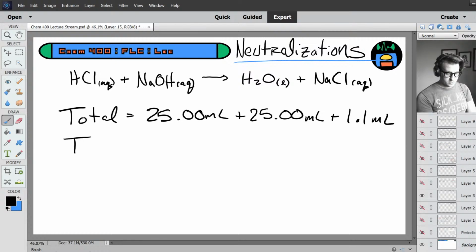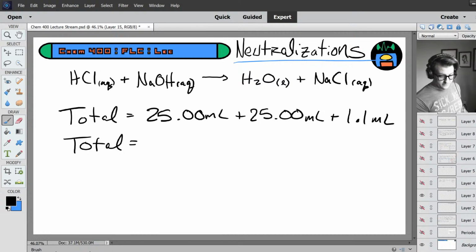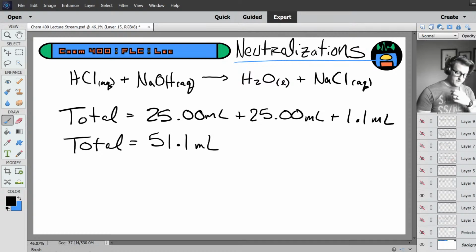So when you punch this into your calculator, it'll tell you that we get a volume of 51.1, but you have to ask yourself, is that correct from a sig figs perspective?